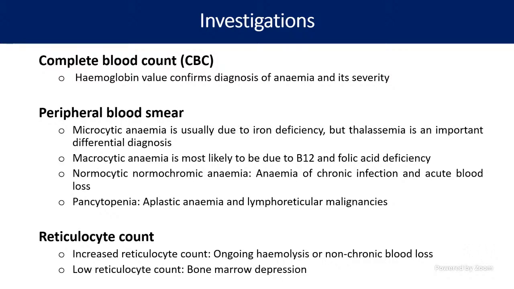it's an iron deficiency or thalassemia. Macrocytic means large cell. Okay. So a bigger cell suggests B12 deficiency or folic acid deficiency. But if the child has a normal cell, the cell size is neither small nor big, it's normal, so that suggests anemia of chronic infection.